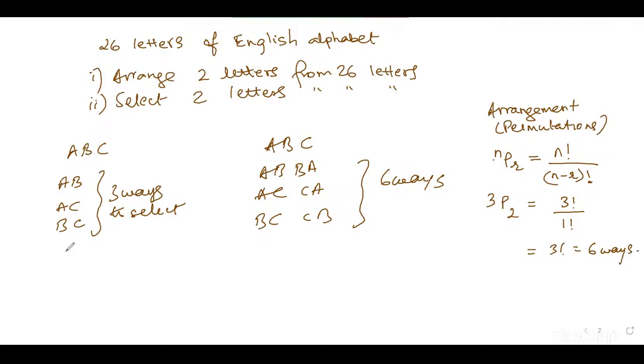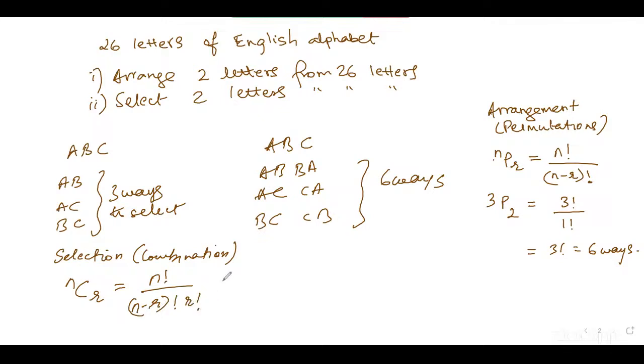And for selection, how many ways to select? It is combination. And for combination, we have the formula NCR. There are n things given to you, and you are to select r things out of the n. So the formula is n factorial upon n minus r factorial into r factorial. So that r factorial comes in. Again, let's take the example of 3 letters given to you, and you're selecting 2 out of them. That'll be 3 factorial over 3 minus 2, 1 factorial, and then r factorial, so that is 2 factorial. That will give you 3 into 2 factorial upon 2 factorial, which is 3 ways.